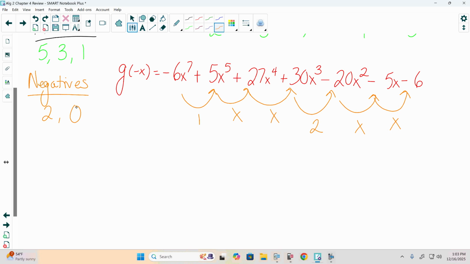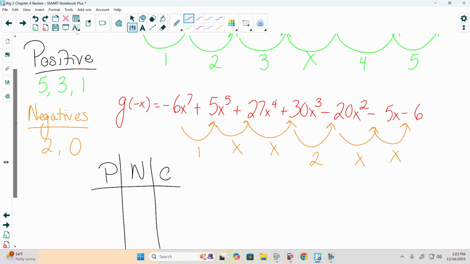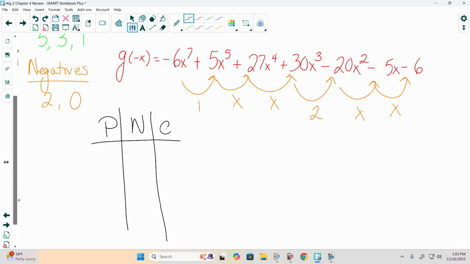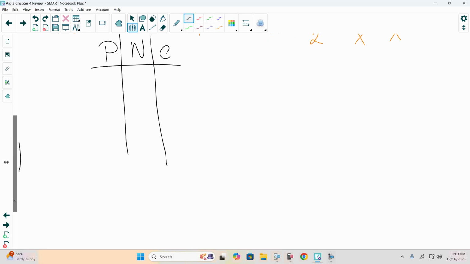Now, we need to figure out all the arrangements of our positive and negatives and look at the degree to help us come up with the complex. So one of the ways we could do this, as we listed out, we have 5 and 2, 5 and 0, 3 and 2, 3 and 0, 1 and 2, 1 and 0 is one way to go through this and making sure that we have all possible combinations of our positives and negatives.